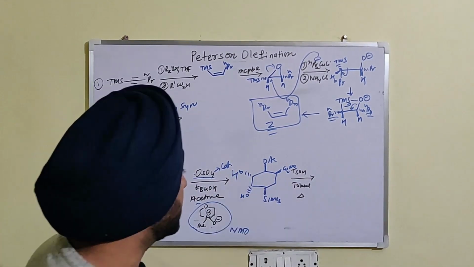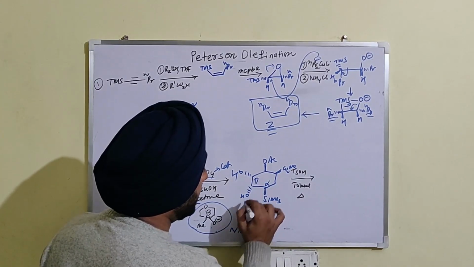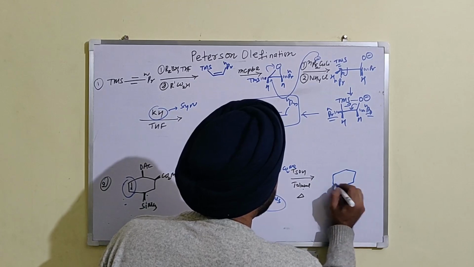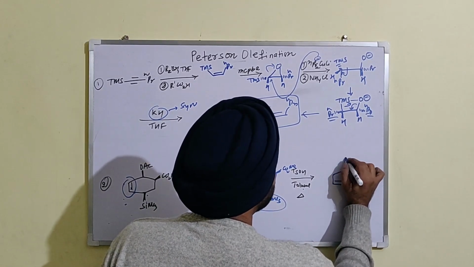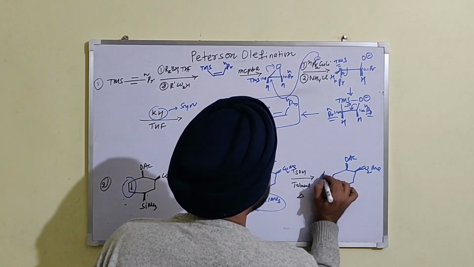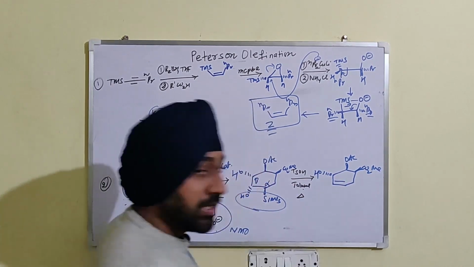Now we are treating this beta-hydroxysilane, so elimination. The product is going to be this. So again, this is a very, very interesting and important problem from the NET or GATE exam point of view.